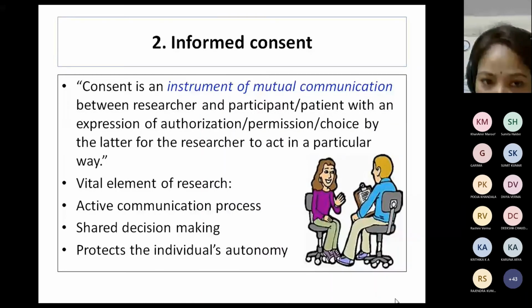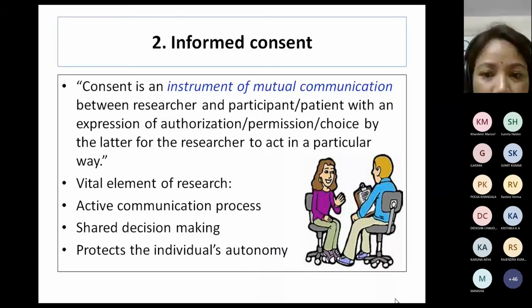And here, what are the principles which we take into account? The principle of autonomy, right? The participant's decision to either involve himself or herself in the research or not. So that is respected when we take a consent from the participant.